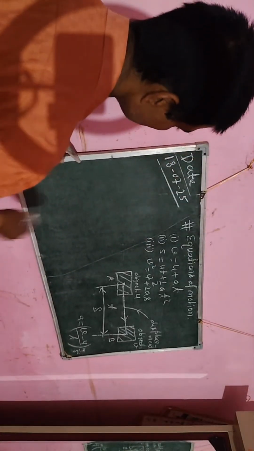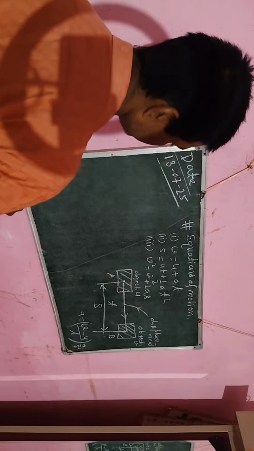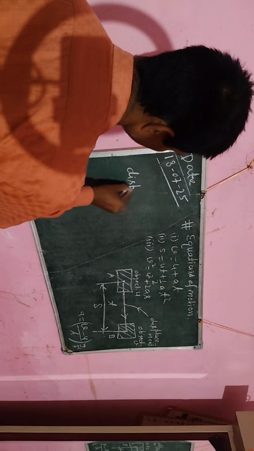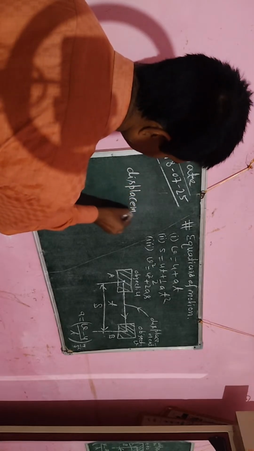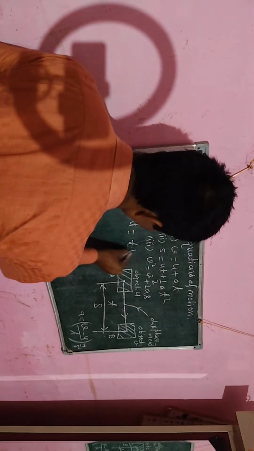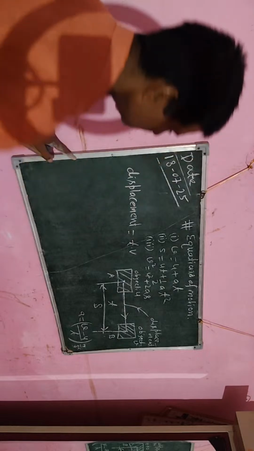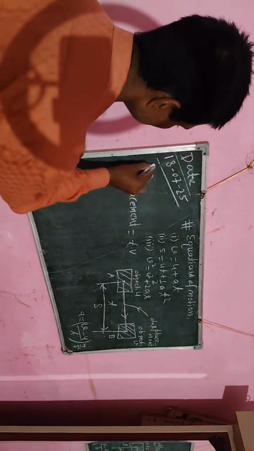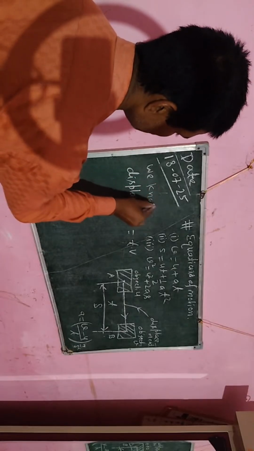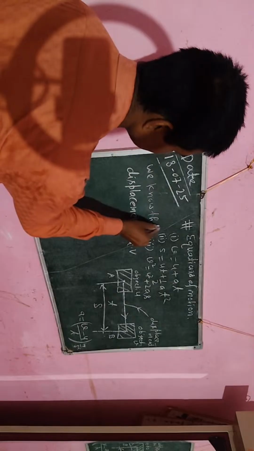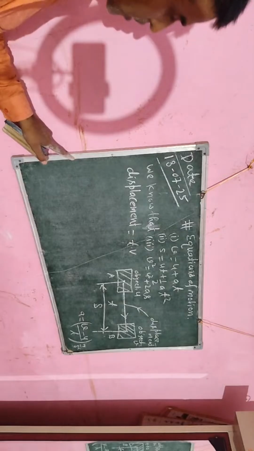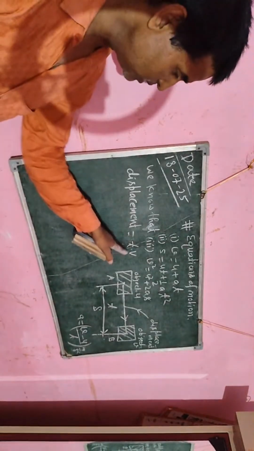Okay, again I am going to prove equation number 2. Now everyone knows that displacement is equal to time into velocity. Each and every student knows this. So I will write here clearly for understanding: we know that distance is equal to time into velocity.